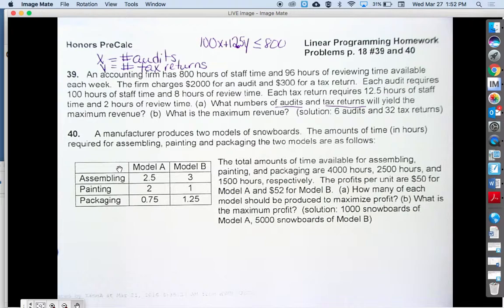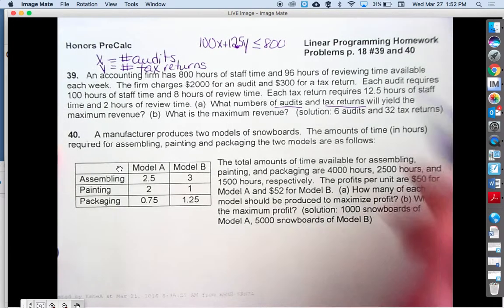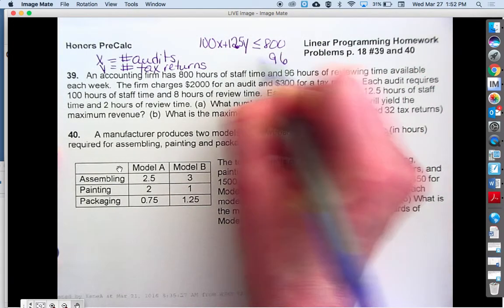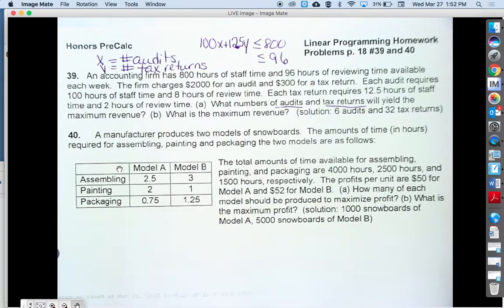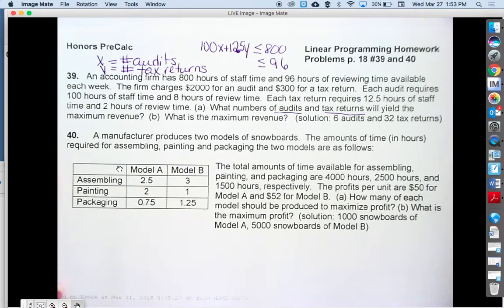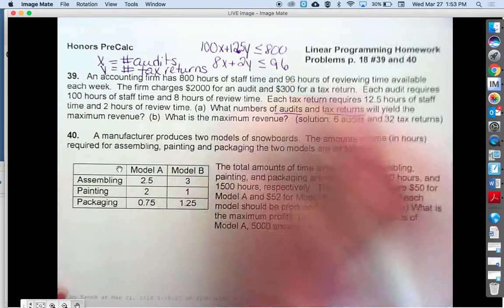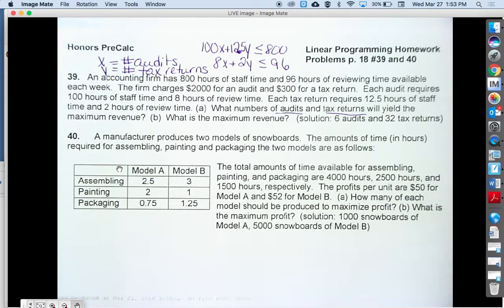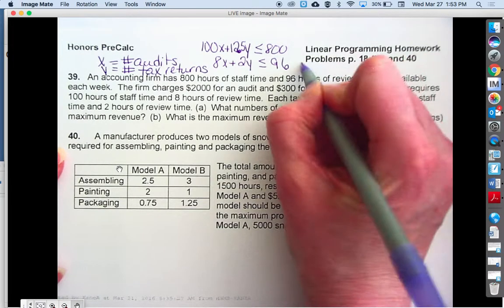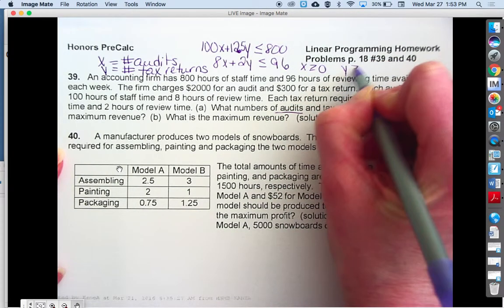The second part of that first sentence says we have 96 hours of review time. So after you do the audit or the tax return, somebody's going to look over it to make sure it was done correctly. And that would be, looks like, 8x and 2y. So 8 hours for the audit, 2 hours for the tax return. And then, of course, we have our x and y being greater than or equal to 0.